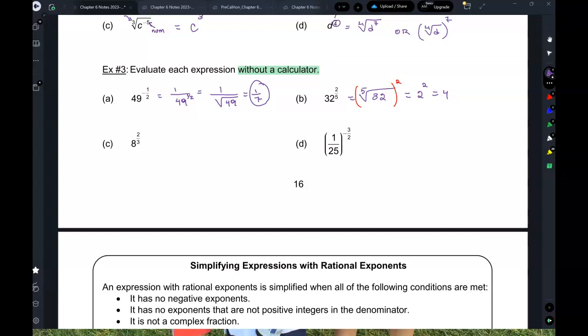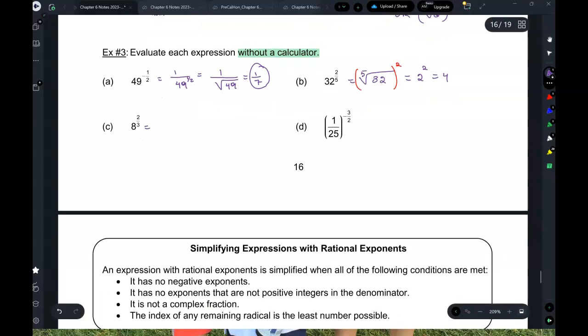Okay. Here, 8 to the power of 2 over 3. So this is the cube root of 8 squared. And the cube root of 8 is 2. Squared is 4.